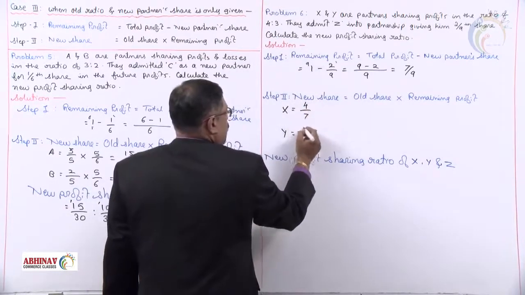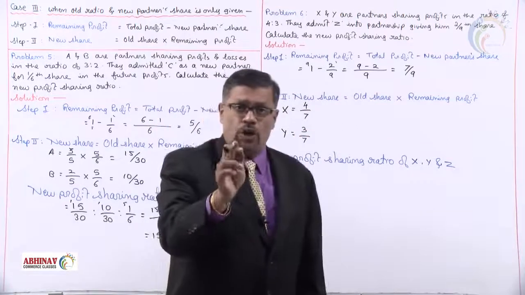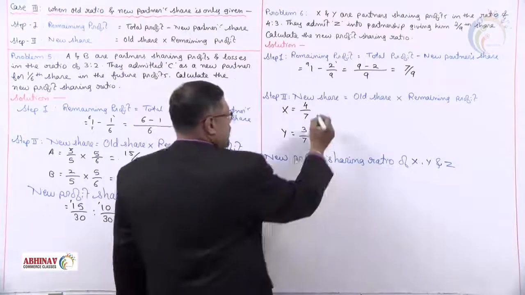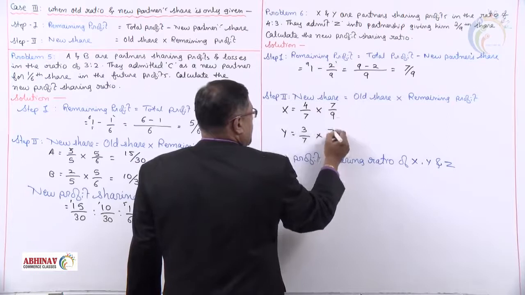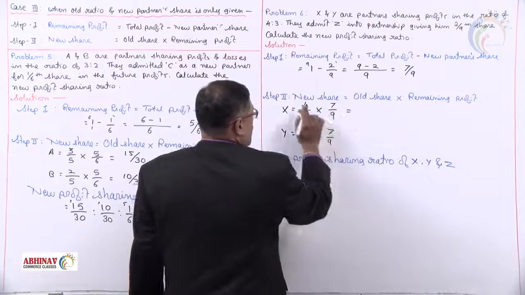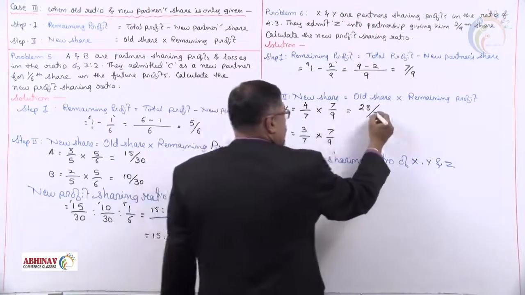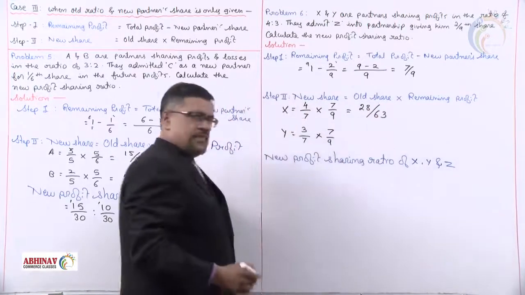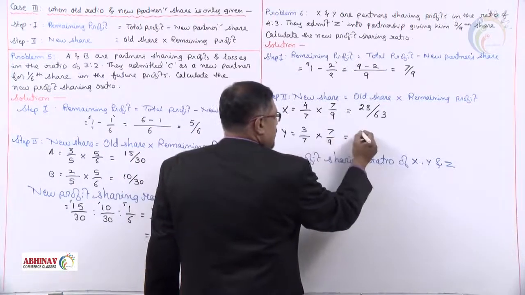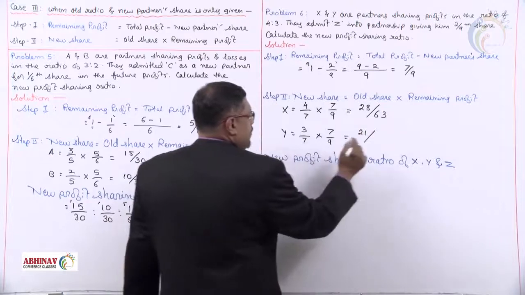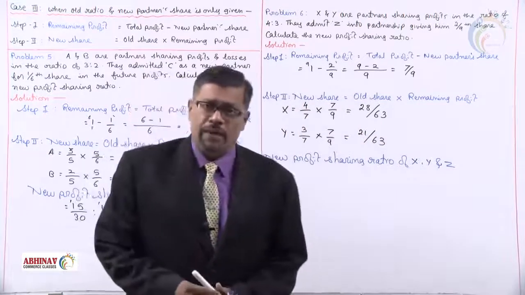That is nothing but 4 by 7 and 3 by 7. X is 4 divided by 7, the total of the ratio being 7. This will be multiplied with the remaining profit. The remaining profit is 7 upon 9. When you multiply 4 into 7, what you get is 28. 7 into 9, what we get is 63. For Y, 3 into 7, 21. 7 into 9, 63. We got the new share of the old partners.